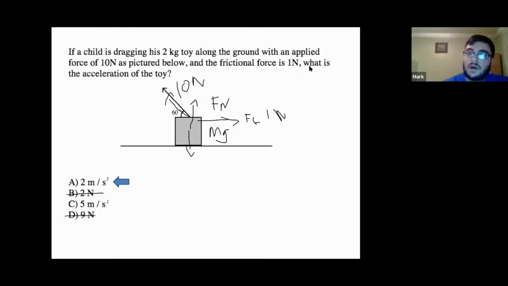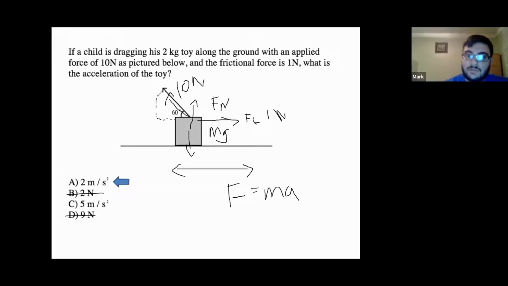Okay. And they ask what is the acceleration. To find acceleration, you just have to break it down into components and find the net force, especially in this axis. And once you do that, you can use F equals MA. Right?